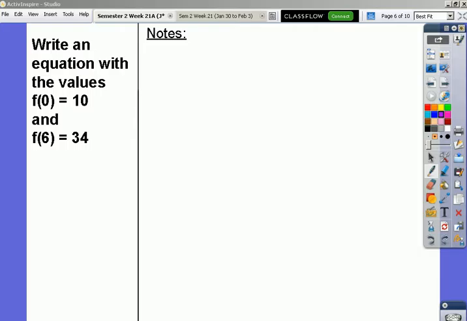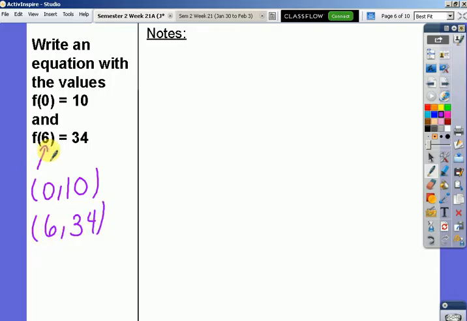So 1 point is (0, 10). What's the other point? (6, 34). Right. Whatever's inside the parentheses is your x, whatever it's set equal to is your y. Does that make sense? So we're still dealing with 2 points here. It's the same as last time. What's your y-intercept for this? Is it 10 or is it 34?